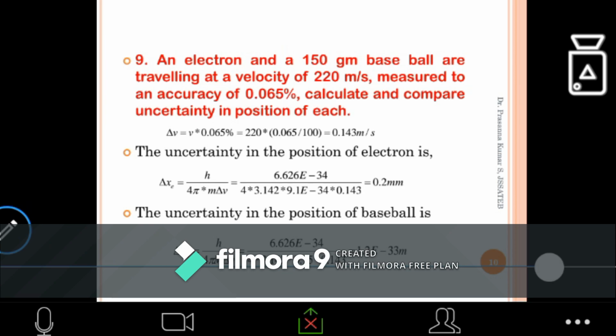Millimeter, nanometer, angstroms can be easily observable quantities. With respect to an electron, delta x happens to be 0.2 mm. It's quite easily an observable, physical and measurable value. With respect to the baseball, the uncertainty in its position is of the order of 10 to the power minus 33, that is 1 divided by 1 followed by 33 zeros. So such a small quantity can never be observable in the physical world.